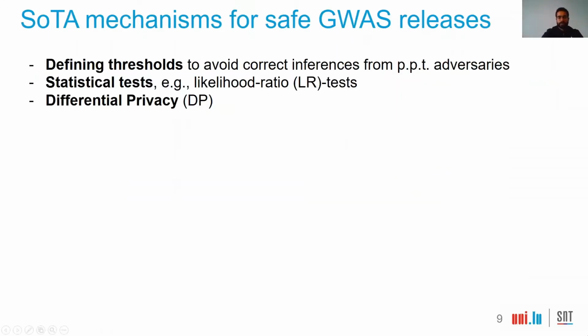In the literature, there are some approaches that enforce safe releases of GWAS, and we can categorize them into three types. Some of them are based on defining thresholds to avoid correct inferences from polynomial probabilistic time adversaries. We can also rely on statistical tests, such as likelihood ratio tests, to enforce that no individual can be identified as a participant in a study. In addition, we can also use differential privacy to protect the outputs of the releases by applying noise and make sure that the membership attack cannot be successful.